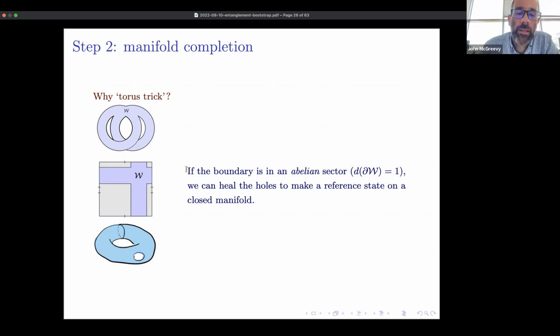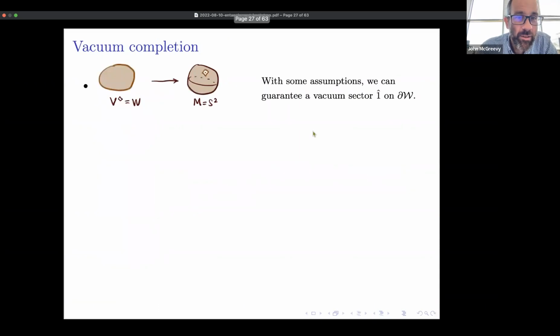In particular, if the boundary is the thickened boundary of this thing, which is this whole single component of the boundary of this object that I just traced out with the cursor, is in an abelian sector, meaning that the quantum dimension of the state of the thickened boundary is 1, then we can fill in the holes to make a reference state on the whole closed manifold. Okay, and indeed with some assumptions, we can guarantee the existence of a vacuum sector.